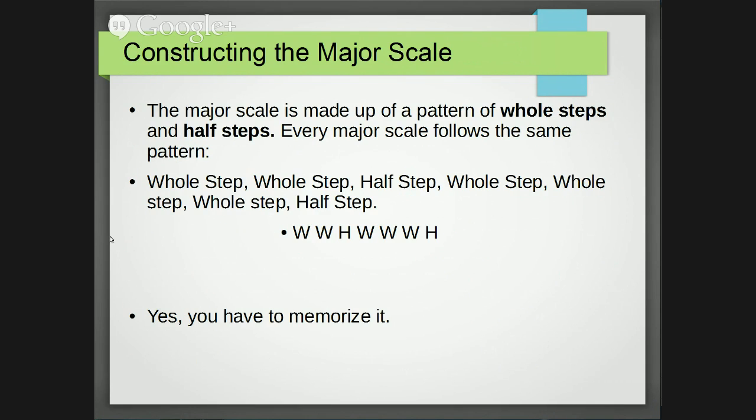So how do we construct the major scale? Well, the scale is made up of a pattern of whole steps and half steps. Every major scale, G major, A major, E major, C major, they all follow the exact same pattern. Whole step, half step, whole step, half step. It's kind of a pain to read it like that, so whole, half, whole, half. And you do just have to memorize that. There's no trick to it. It's just straight up memorization.